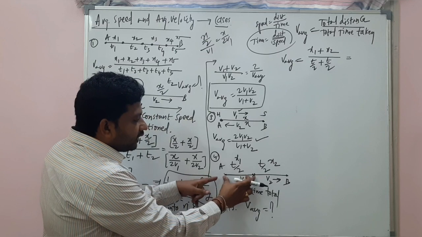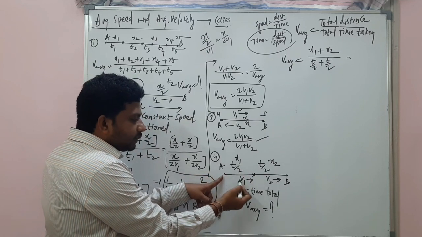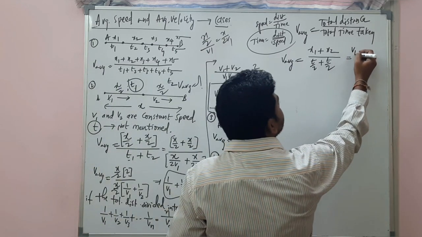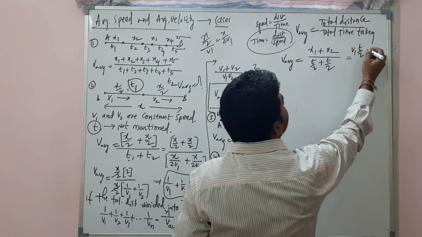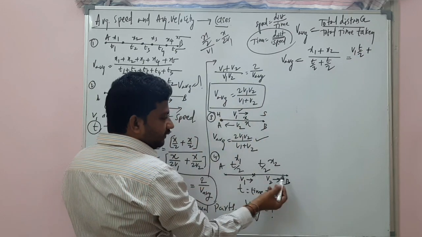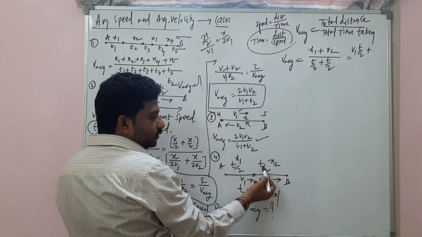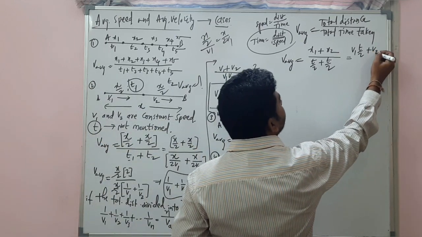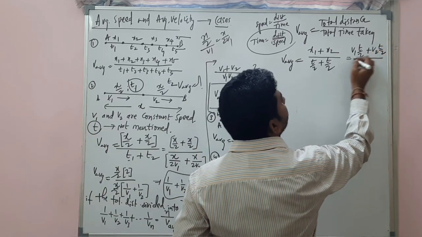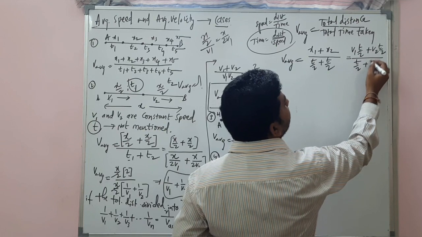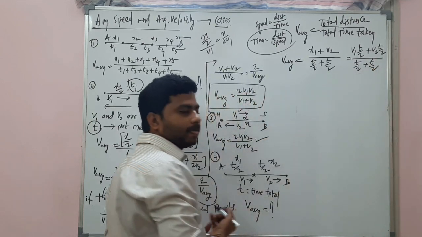In the first interval, distance is speed into time. Speed is v1, time is t by 2. In the second interval, distance is speed into time, v2 into t by 2. So the total distance is v1 into t by 2 plus v2 into t by 2.